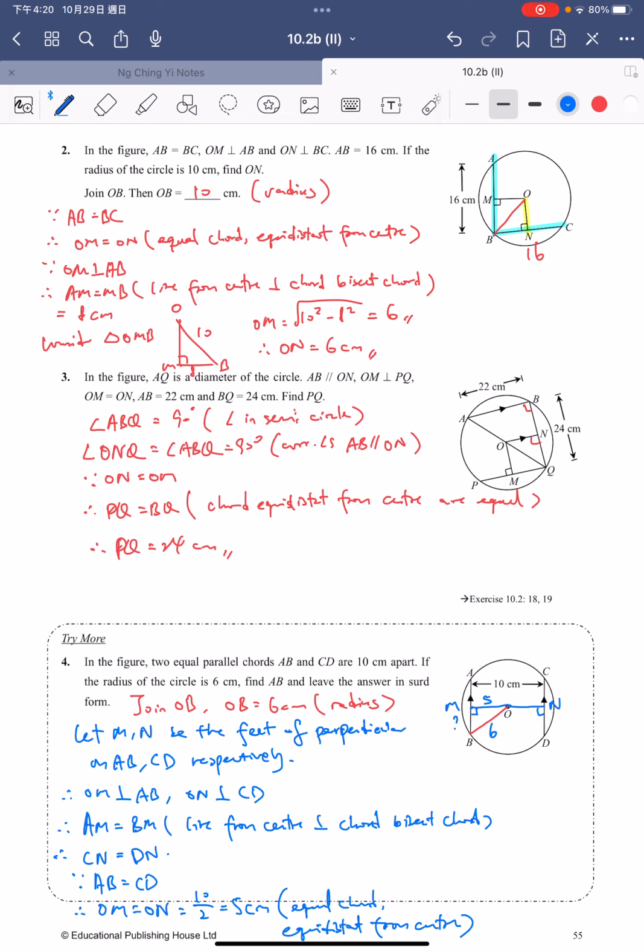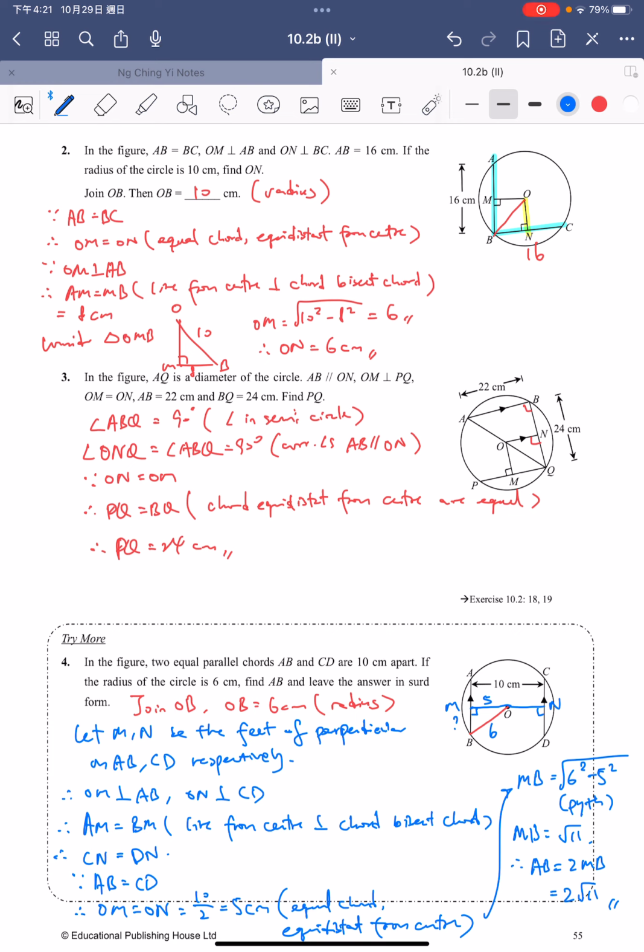Then how can we calculate MB? I just write it here. MB is going to be equal to the square root of 6 squared minus 5 squared, by using the Pythagoras theorem. So MB is equal to square root 11, and AB is equal to double MB, which is 2 square root 11. So that's question 4.